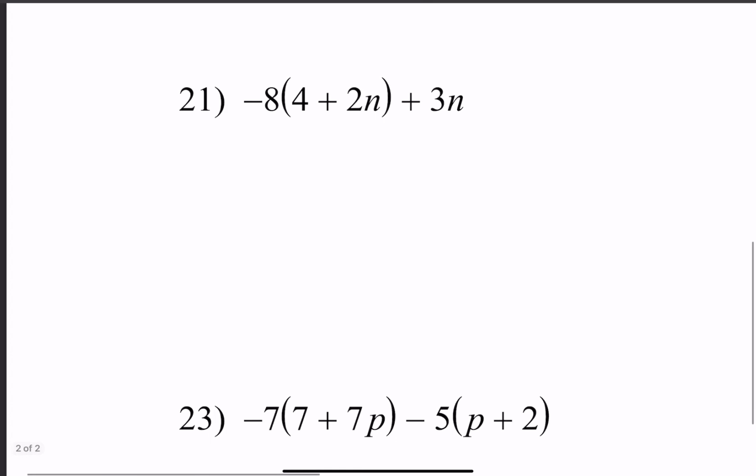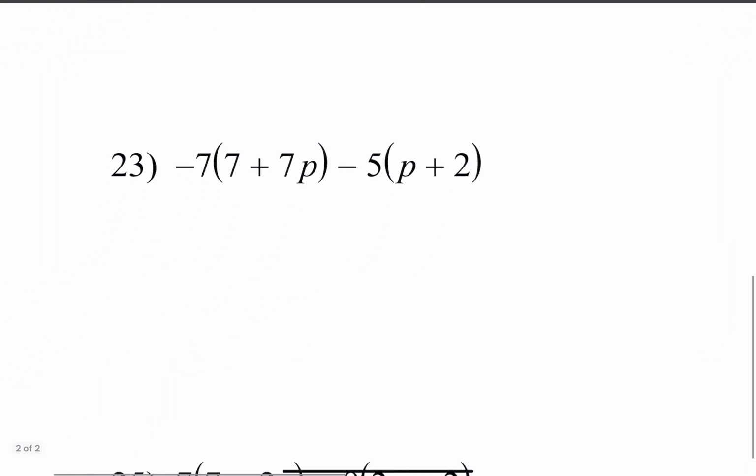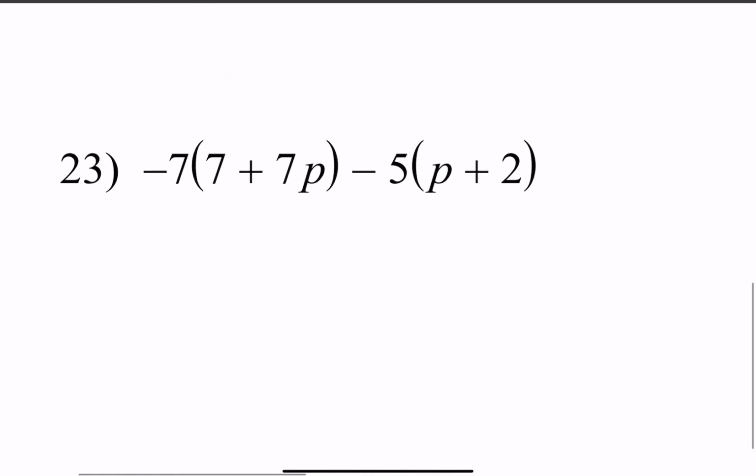21. I want you to try 21. I want you to try 22. Let's do 23 together.